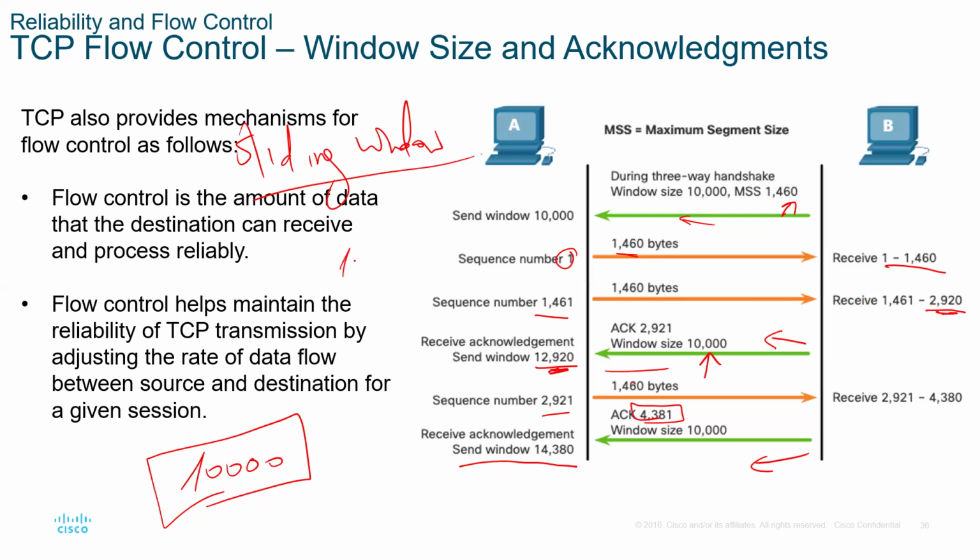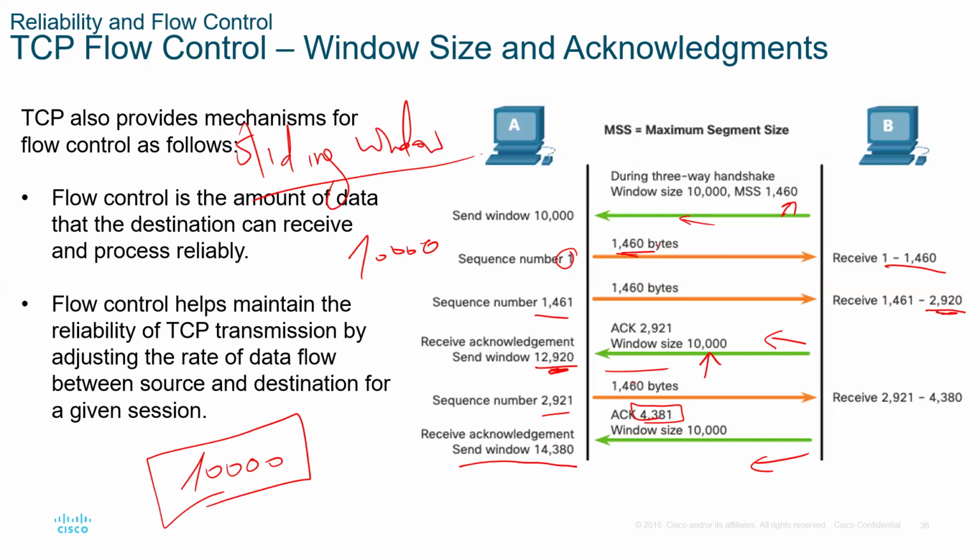Why? Because it starts at 10,000. If you send 1,000, it goes to 11,000. If you send 2,000, it goes to 12,000 send window. Basically, it increases depending on how much information has been sent. If it does not increase, it stays at 10,000. Let's say our window size stays at 10,000.